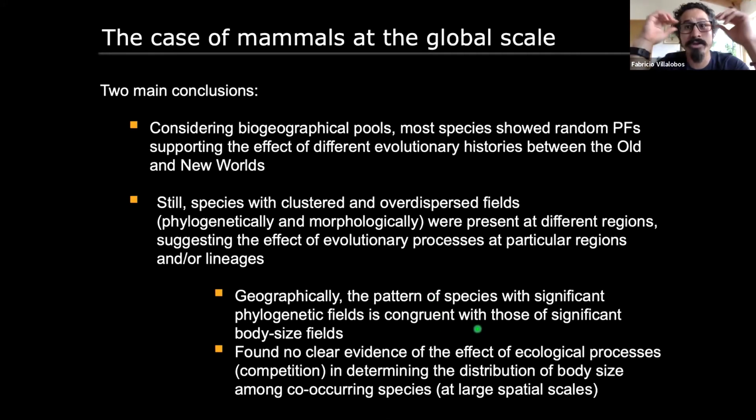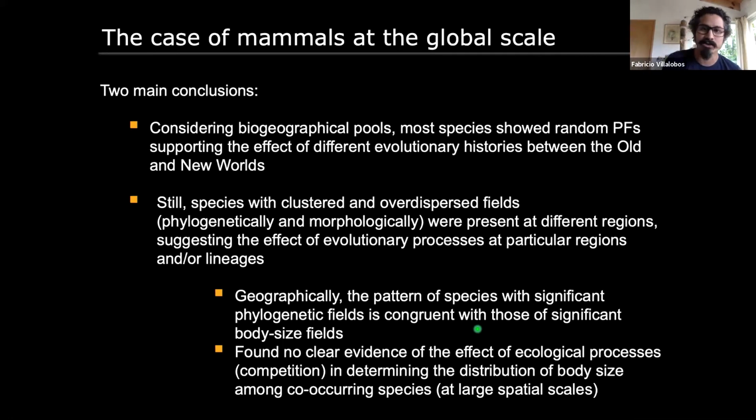Another important thing was that the phylogenetic structure was congruent with the results from the trait field, the body size field that we were looking at. So both were telling us the same thing, in terms of body size or phylogeny, which is not very surprising because we know that body size has a strong phylogenetic signal. But that also tells us that probably ecological processes such as competition or character displacement are not that important at the large scale.